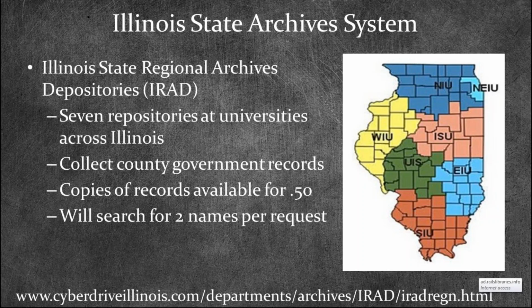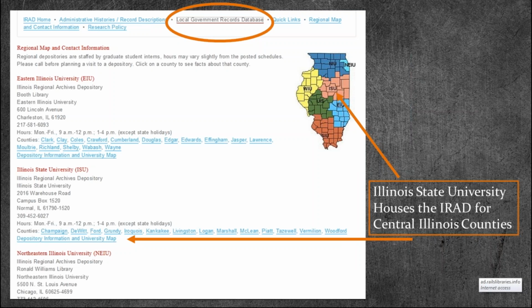So if they don't need a certified copy from the county, let's say, Cook County charges $16 or Will County charges $11. If they don't need it to be certified, get a copy of it from the state IRAD system, and it would only be 50 cents. So down at the bottom, you have the link to get to the IRAD list, to get to this map that you see here. And then once you click on that link, it shows you each of the IRADs and the counties in which they collect. So for ISU, it tells me that they have DeWitt, Ford, Grundy, Iroquois, Kankakee, Livingston. You see all of the different counties that they collect the records at the regional archives at ISU.